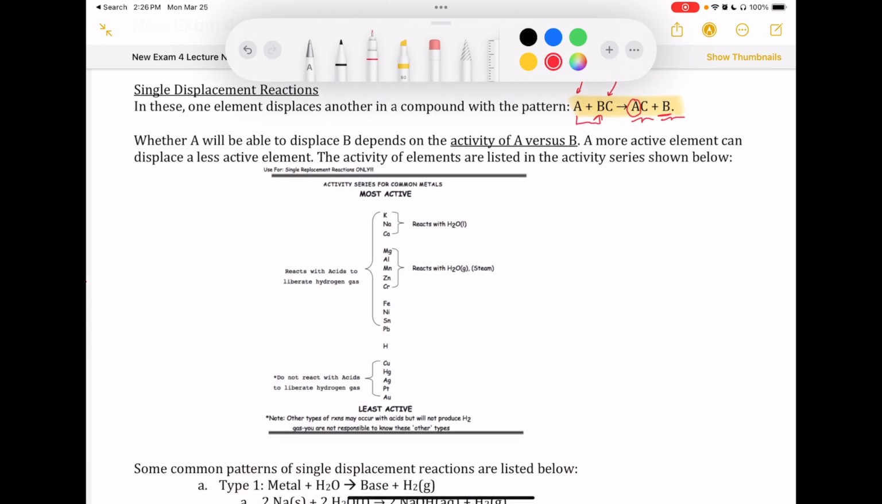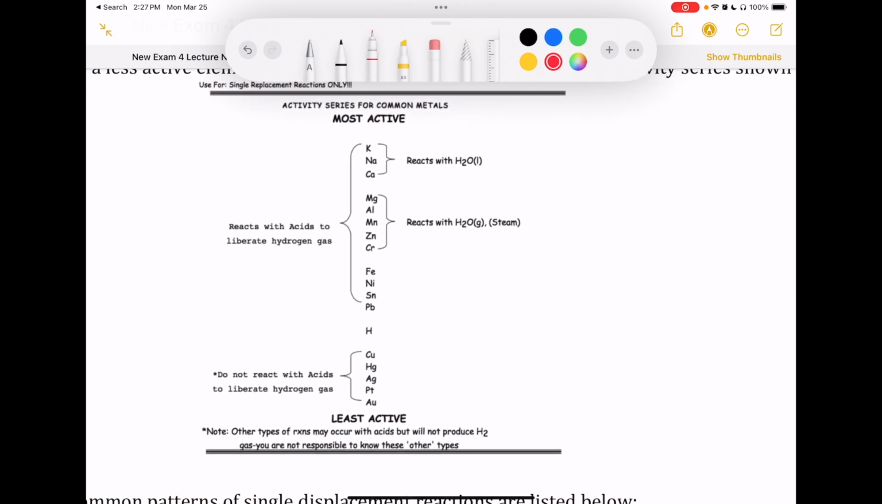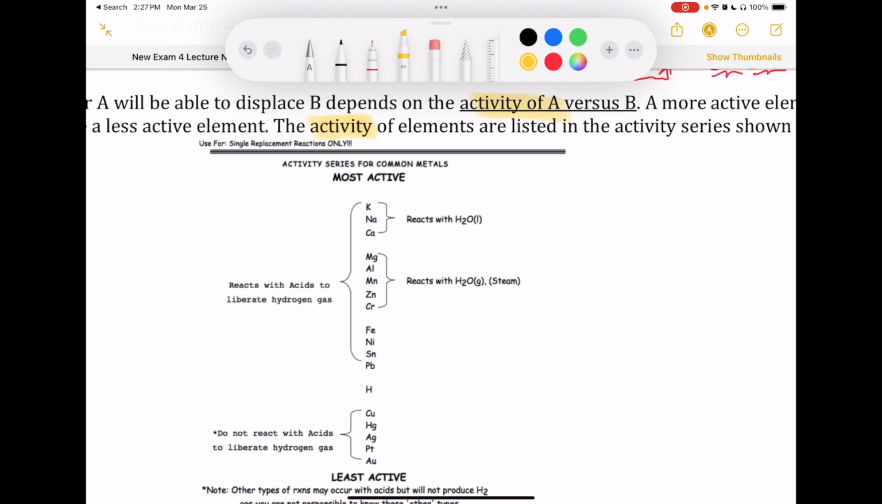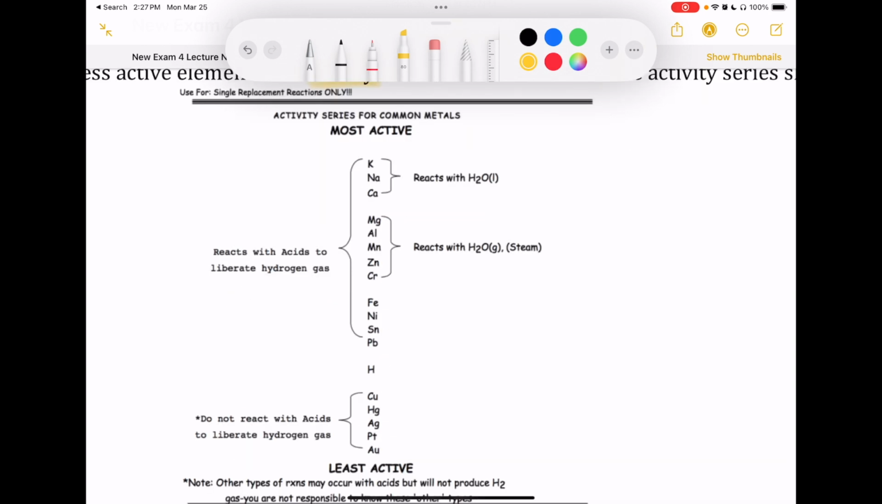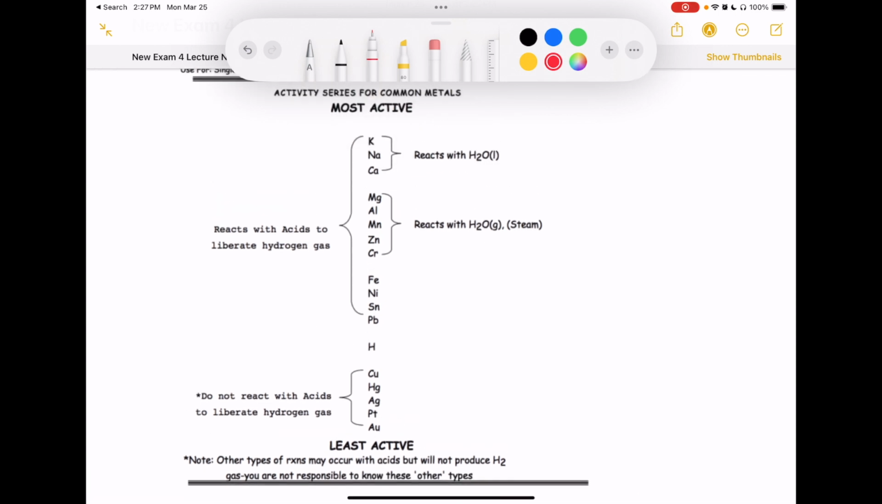Now, one of the most important things to know how to use to predict single displacement reaction products is something called the activity series. And the activity series is just something that tells you which element is more active than another one. So the activity is ranked from the most active at the top to the least active at the bottom, as you can see in that table, right? So most active right here, least active right here.